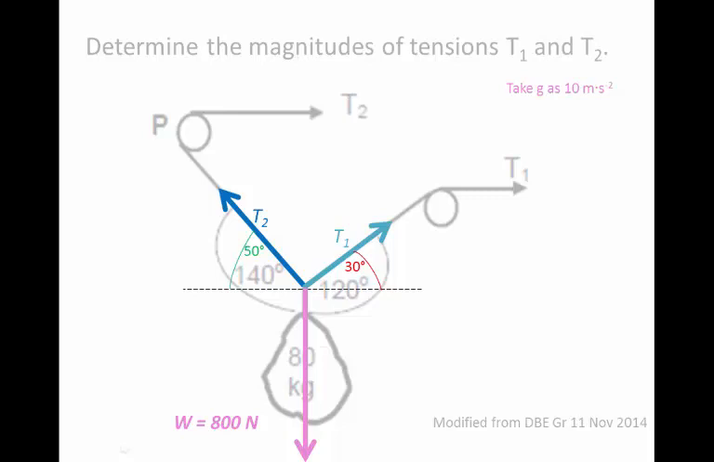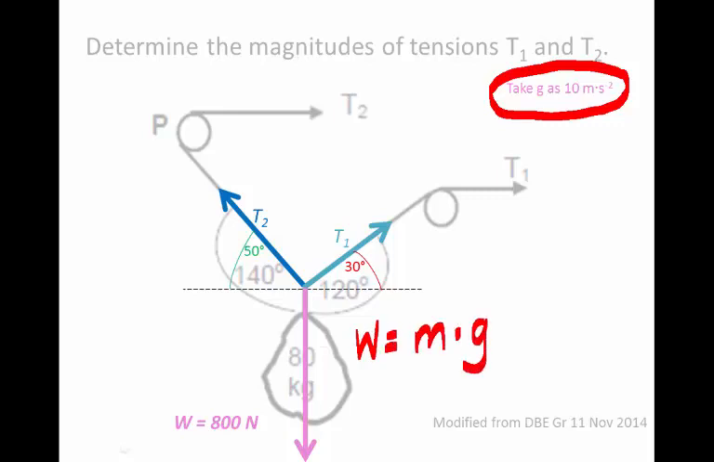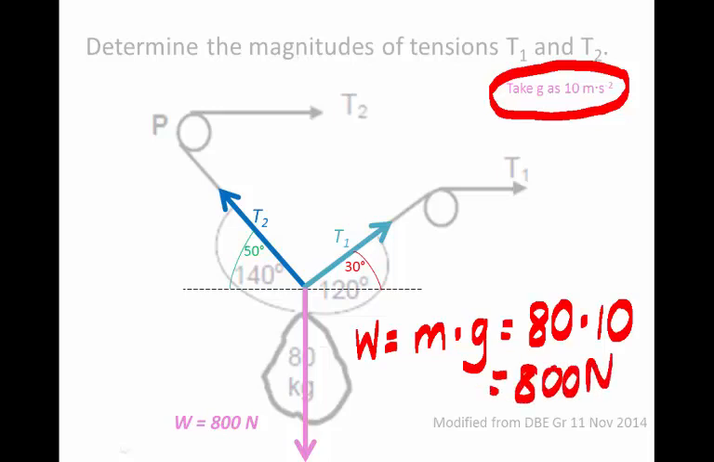Right, now we know that we should take G as 10 meters per second squared. And weight is equal to mass multiplied by acceleration due to gravity, G. The mass is 80 kilograms and G we're told to take as 10. 80 times 10 is 800 and the unit of weight is newtons. So we know the magnitude and of course the direction of the weight. It's 800 newtons downwards.